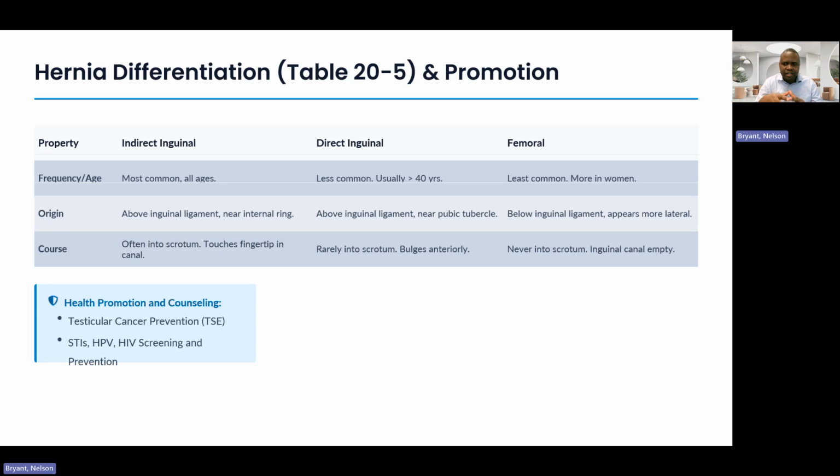How are they different from direct hernias? Those originate closer to the pubic tubercle and then bulge anteriorly. Femoral hernias are another type of hernia which occur below the inguinal ligament and are usually more common in women. Always conclude your assessment by providing counseling on testicular self-examination and, of course, the prevention of STDs, HPV, or HIV.